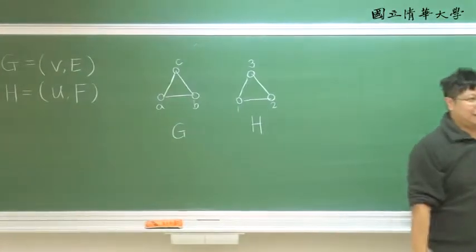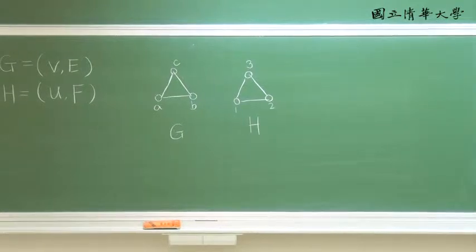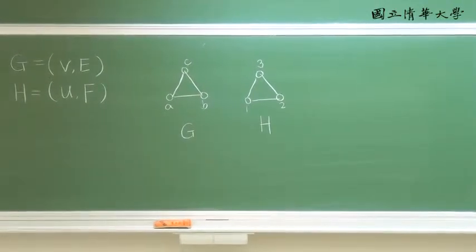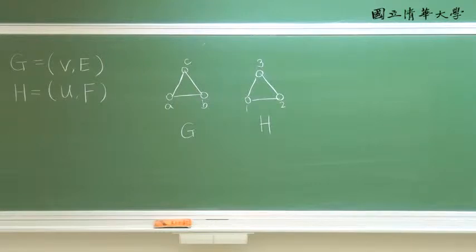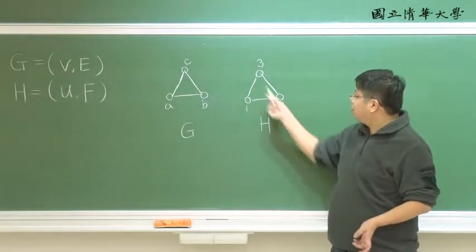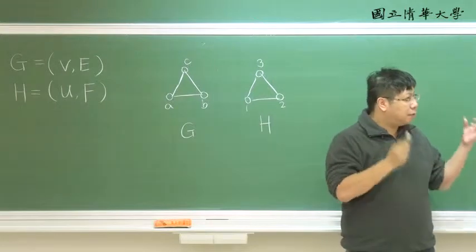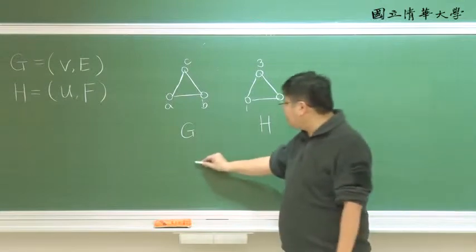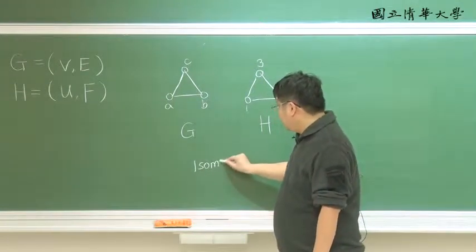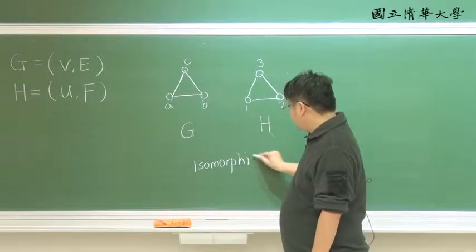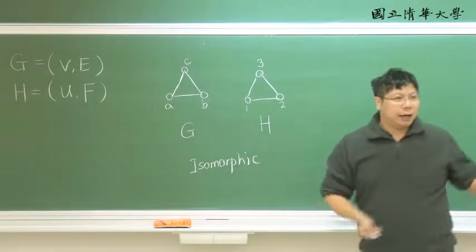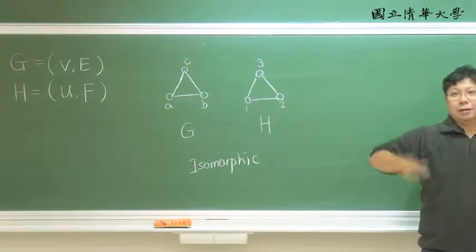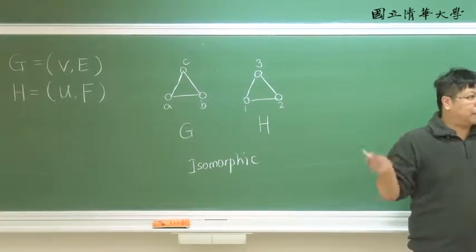Is that okay? Then if you look at these two graphs, you will say that they are very similar, they are alike, except for the labeling of the vertices, right? So if I change the labeling of the vertices, A to 1, B to 2, C to 3, then the two graphs will look exactly the same. If this is the case, then we say these two graphs are isomorphic. Iso means same, morphic means shape. So these two graphs have the same shape.